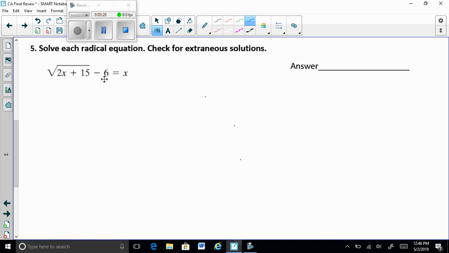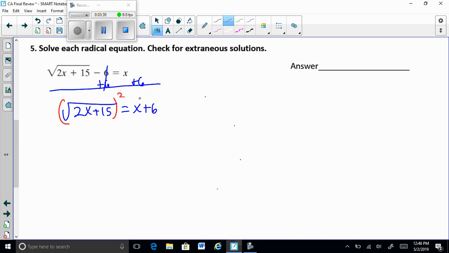So first thing we want to do is isolate the radical. So we're going to add 6 to both sides. So I get square root of 2x plus 15 equals x plus 6. Now to nullify the radical, we're going to go ahead and square both sides. All right, so you've got to be careful here. This becomes 2x plus 15.